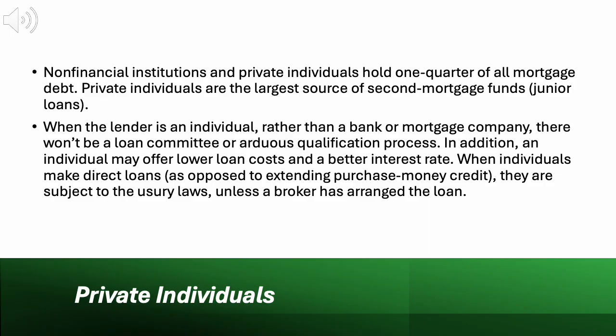Private individuals. Non-financial institutions and private individuals hold 1/4 of all mortgage debt. Private individuals are the largest source of second mortgage funds, junior loans. When the lender is an individual rather than a bank or mortgage company, there won't be a loan committee or arduous qualification process. In addition, an individual may offer lower loan costs and a better interest rate. When individuals make direct loans, as opposed to extending purchase money credit, they are subject to the usury laws unless a broker has arranged the loan.